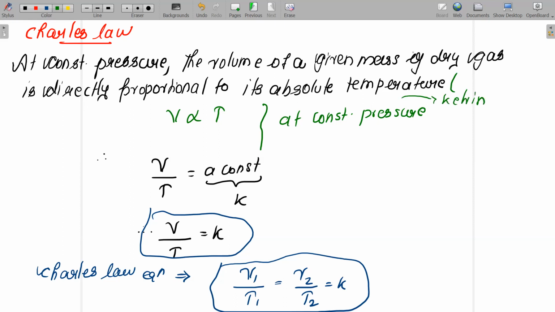Understood? The unit is nothing but Kelvin only. That is the meaning. So children, listen carefully. What do you mean by Charles' law? At constant pressure, the volume of a gas is directly proportional to its absolute temperature. So that means V is directly proportional to T. Hence, I'm taking T to the left side. Then V divided by T is nothing but a constant. That constant I can call K. Therefore, V by T is equal to K. Now, the Charles' law equation we denote as V1 by T1 is equal to V2 by T2, that is equal to a constant. Any doubts?